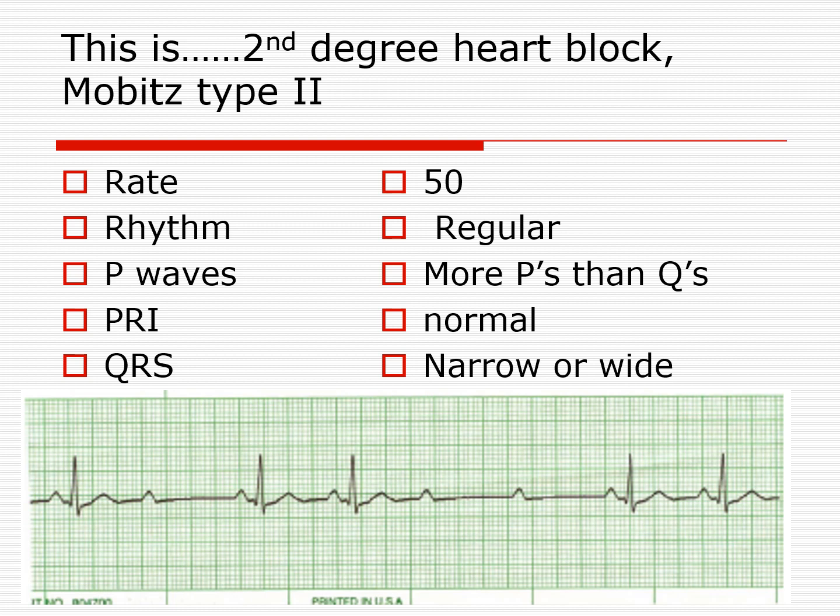All right, so again, our rate's about 50. It's considered regular. Our P waves, we have more P's than Q's. Our PRI is normal, and the QRS is also narrow. So again, sometimes the husband comes home and sometimes he doesn't, but when he does come home, it's always at the same time. So causes from this can be from damage to the bundle branch system following an acute MI.